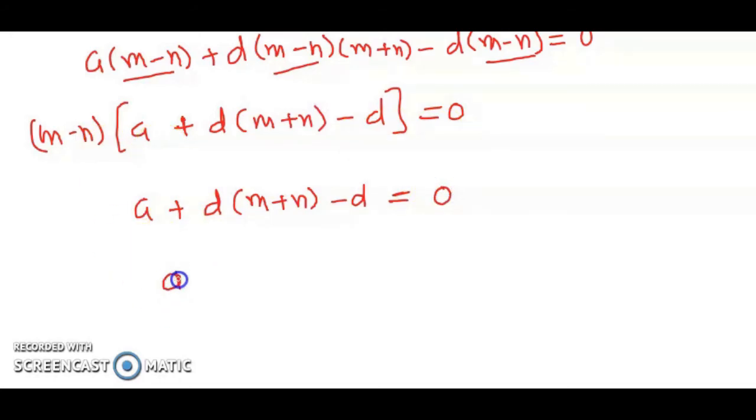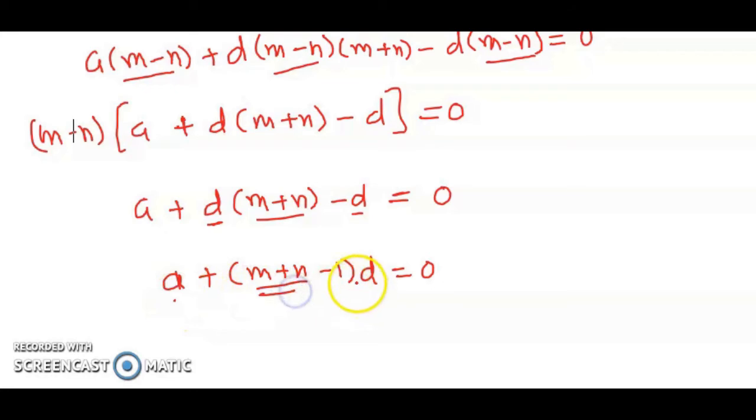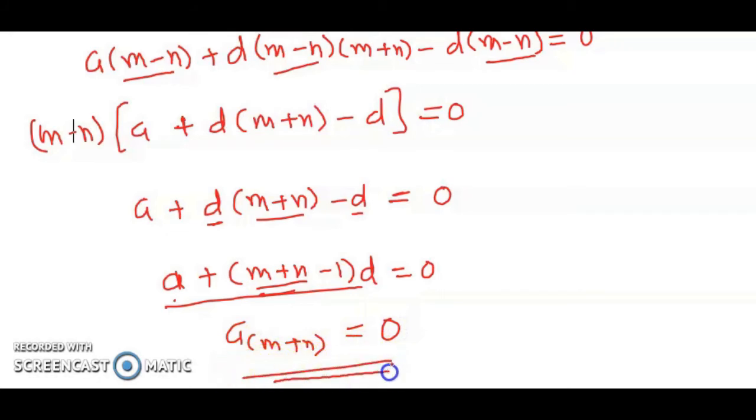Now again here if you take this d common, then here we get m plus n and here minus 1 multiply with d equal to 0. So if you observe this, a plus m plus n minus 1 d equal to 0. So this is the formula of the m plus nth term. So we get the m plus nth term of an arithmetic progression is 0. This is what we need to prove here.